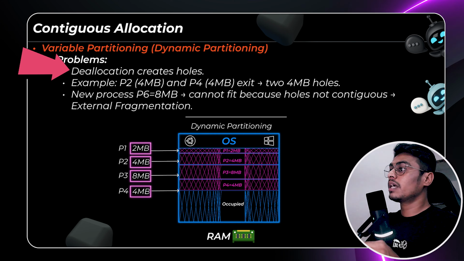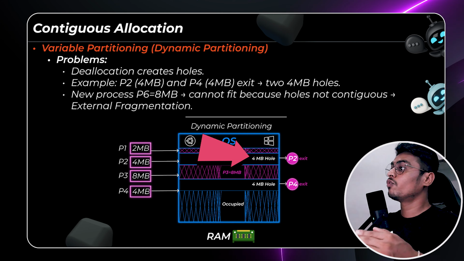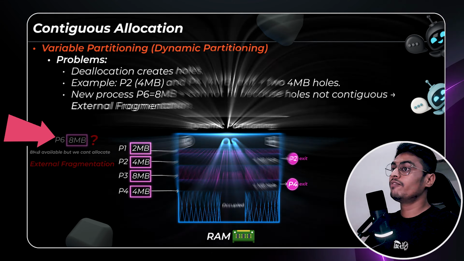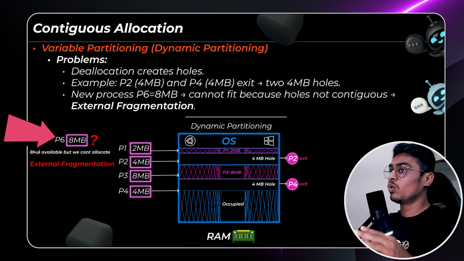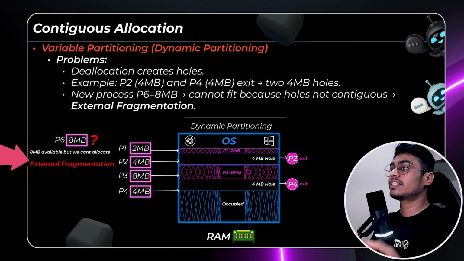Now, problems arise during reallocation. When process P2 4 MB exits, it creates a 4 MB hole. If process P4 4 MB also exits, it creates another 4 MB hole. Now if process P6 of size 8 MB arrives, we have a total of 8 MB available, 4 MB plus 4 MB, but since holes are not contiguous, we cannot accommodate P6. This is external fragmentation.